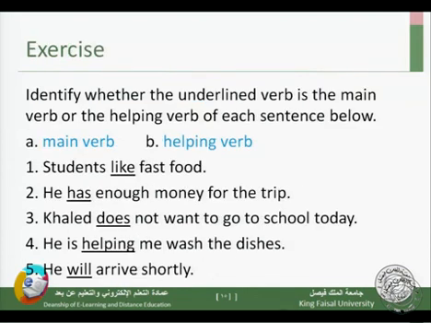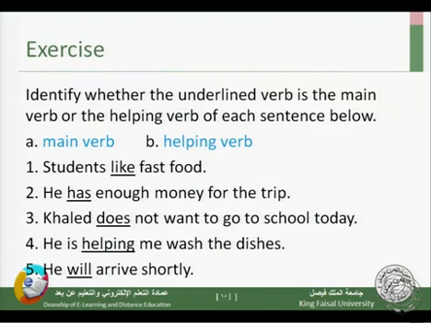Okay, let's look at this exercise. Identify whether the underlined verb is the main verb or the helping verb of each sentence below. If it is the main verb, you select A. If it is the helping verb, you select B. The first sentence, students like fast food. You notice that we have only one verb here, and it is underlined, like. So it is, of course, the main verb of the sentence. So number 1, the answer is A.